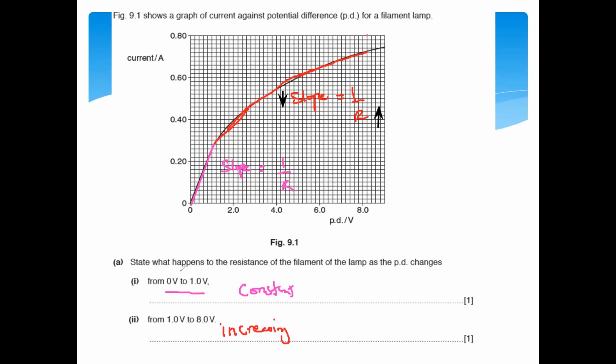So from 0 to 1 volt, it was constant. It was obeying Ohm's law. But later what happened? The resistance starts to increase, because how we identify that resistance is increasing is that the slope represents the reciprocal of the resistance. So if the slope is decreasing, it means the resistance is increasing.